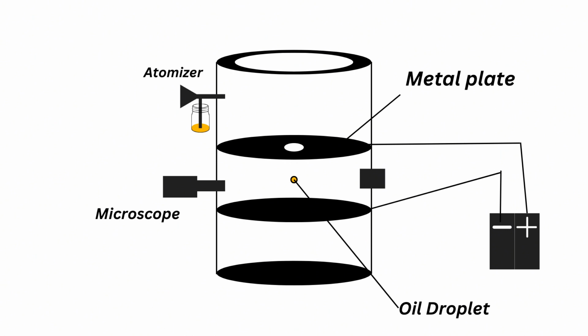An electric field was applied by charging the plates. The field could be adjusted to make the oil droplet move upward, downward, or remain stationary. By adjusting the strength of the electric field, Millikan could suspend a droplet in mid-air, achieving a condition where the upward electric force balanced the downward gravitational force. With the droplet stationary, the forces acting on it are balanced, meaning the gravitational force equals the electric force.